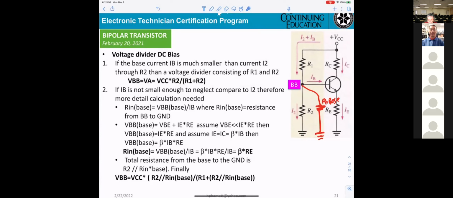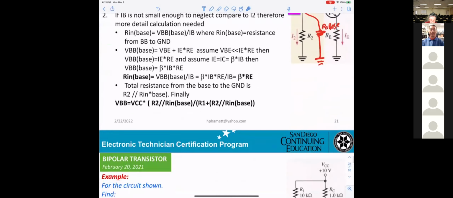However, R in base is normally much greater than R2. So with two in parallel, R in base is higher than R2, so that's why they ignore R in base. That's just for anyone who wants to go into engineering, then you have to deal with that. However, normally you calculate VBB as VCC times R2 divided by R1 plus R2.